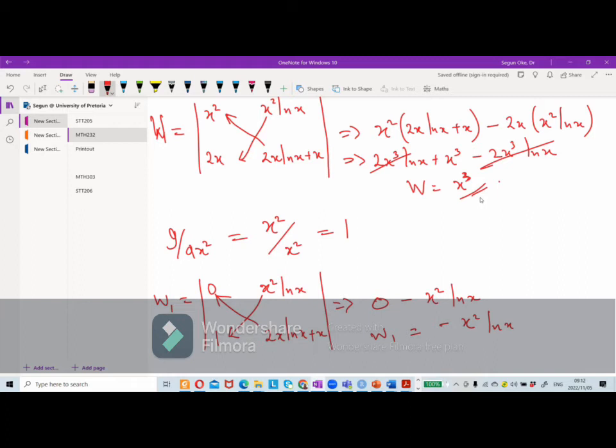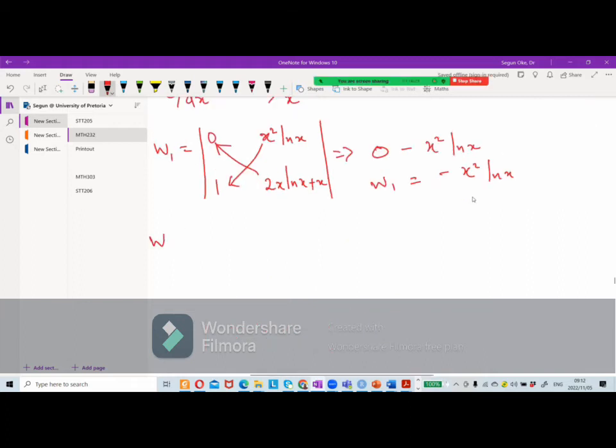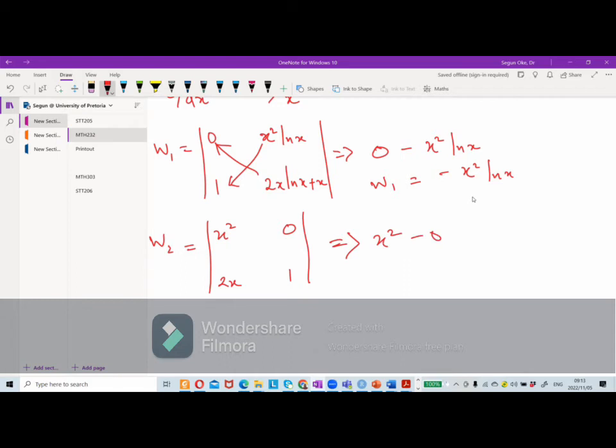So the next thing is W2 rather. What is the formula for W2? y1. What is y1? x squared. What is that? 0. Then the next, y1 prime is what? 2x. And g over a x squared is 1. So we have it to be what? That will just be x squared minus 0, which is equal to x squared.